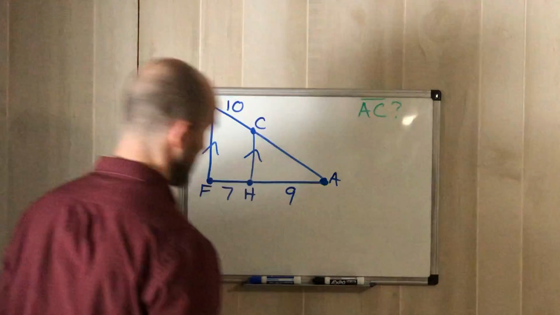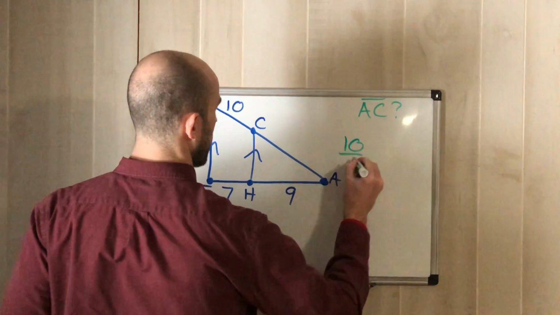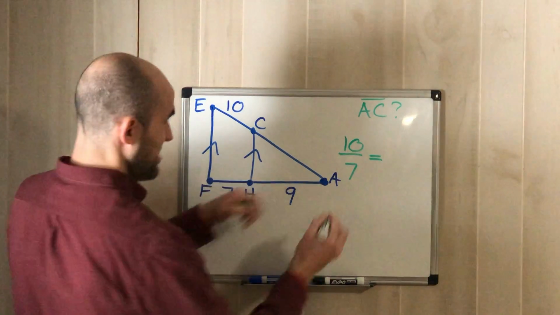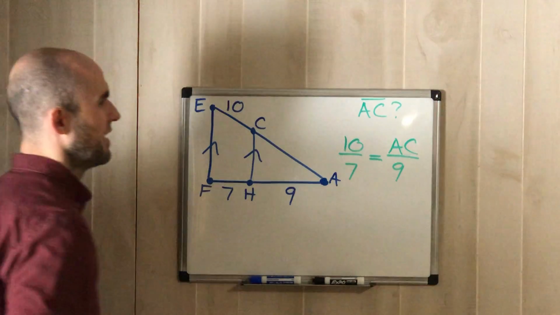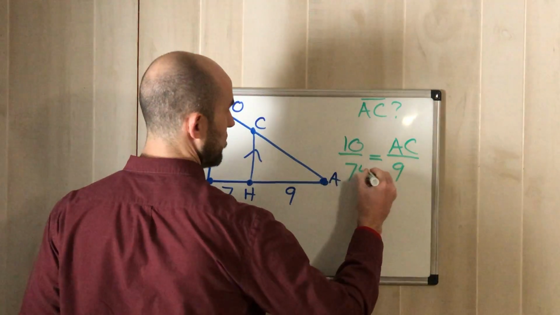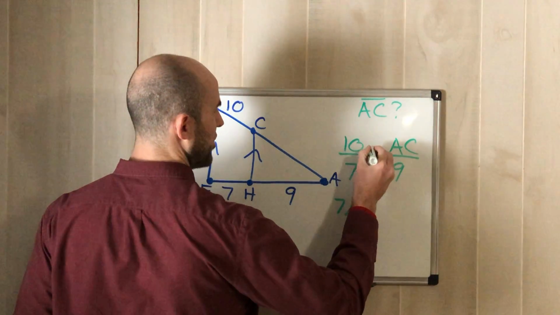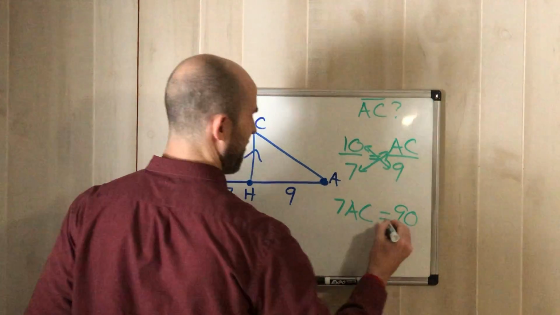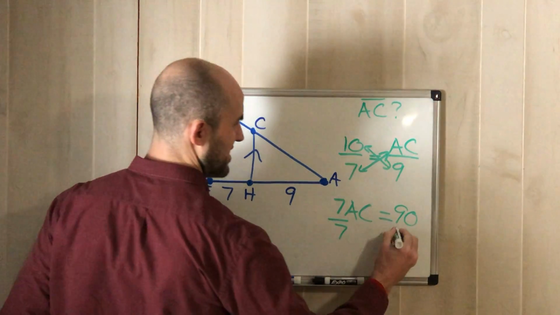You don't have to, because if I want to set up a proportion, I could have done 10 over 7, top to bottom. And then since I'm trying to find AC, I can just write AC over 9. And in the end, even though it's not one variable, it's still the same idea, where I would do 7 times AC, 7 AC. I would do 10 times 9, which is 90. Now, if I wanted to solve for AC, I would do the opposite multiplication, which is divide by 7.